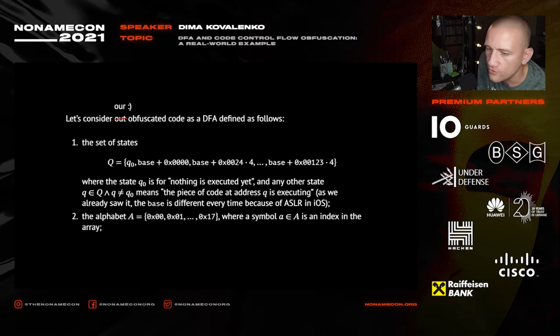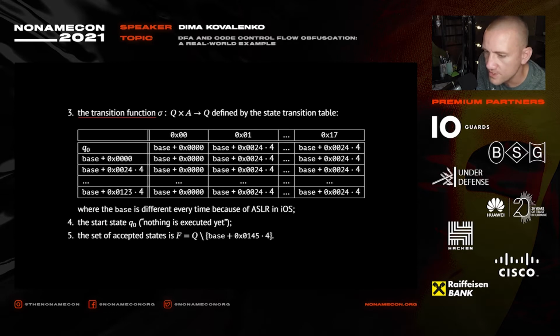Okay, now let's try to represent the dispatcher, the weird code, as a DFA. Let's define the set of states as follows. Let the start state Q0 be nothing is executed yet. Other states are defined as the code at some address is called by the dispatcher, or the code at some address is executing now. The alphabet is the set of the indexes from 0 to 17 in hexadecimal system. The transition function is defined by the state transition table on the slide.